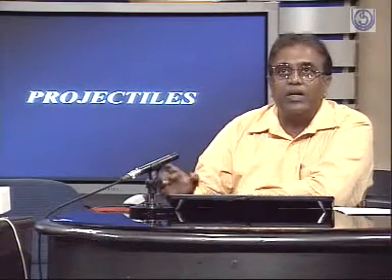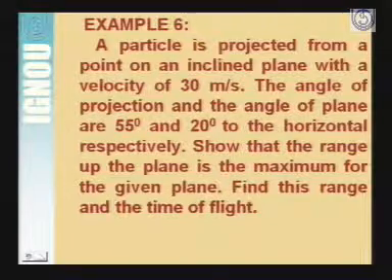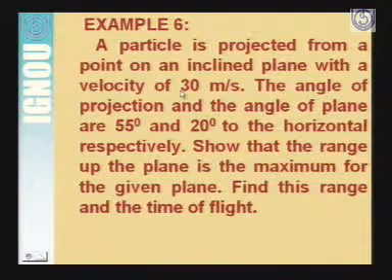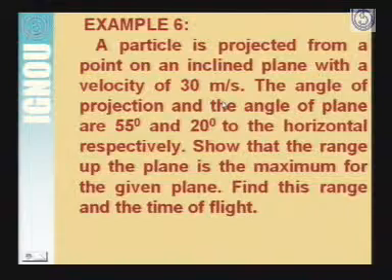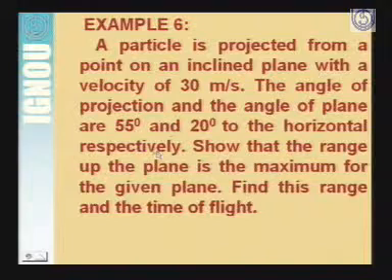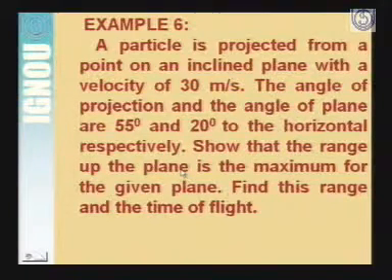Now let us talk about one more numerical, and let us try to understand much more about the projectile motion on an inclined plane with the help of this simple example. A particle is projected from a point on an inclined plane with a velocity of 30 meter per second. The angle of projection and the angle of plane are 55 degree and 20 degree to the horizontal respectively, so that the range of the plane is the maximum for the given plane. Find this range and the time of flight.